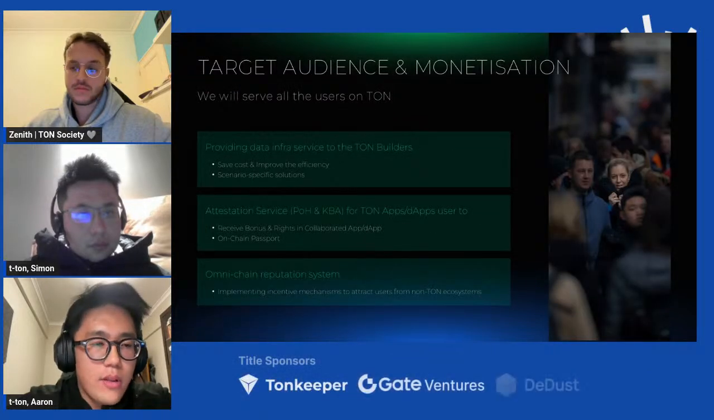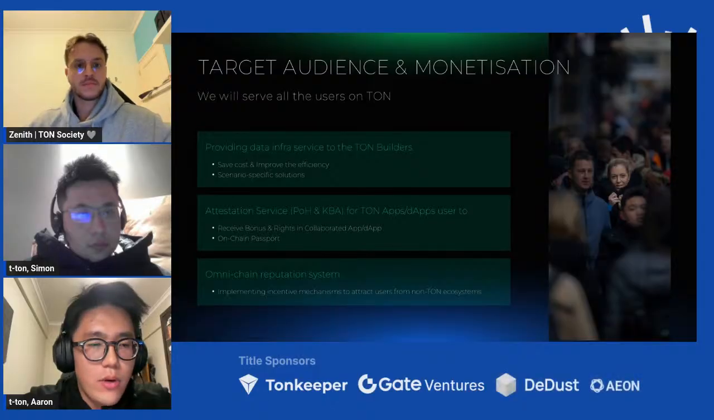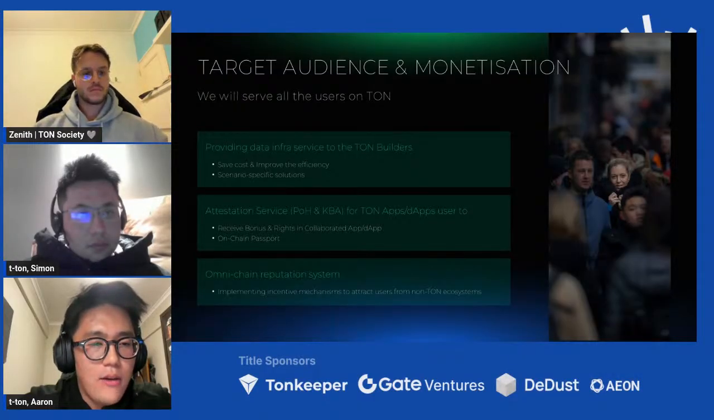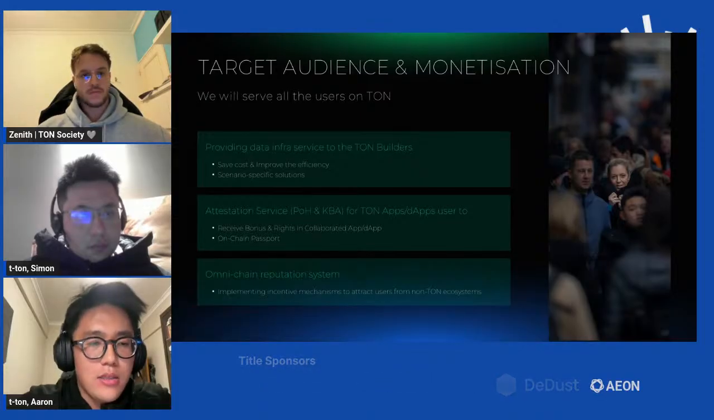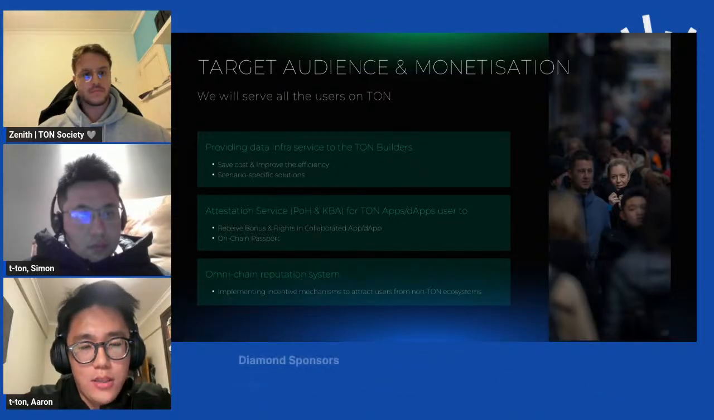And for the TON user, our attestation service grants access to rewards as an on-chain passport, and we have proven the success with projects like Starknet and Binance in the EVM space, and now we are bringing this success to TON, starting with Lost Dogs for anti-fraud solutions.